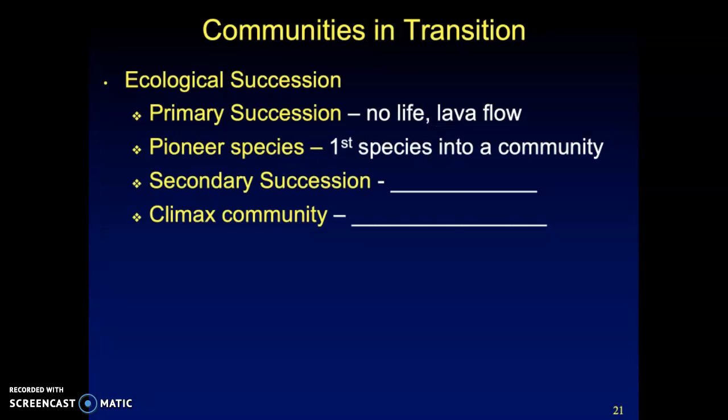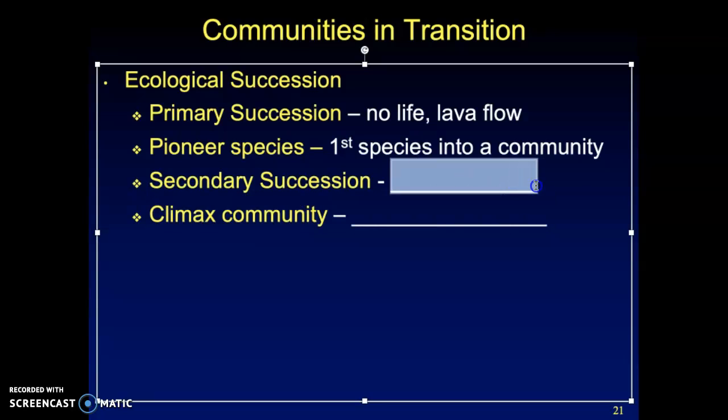We can survive on this lava flow, and we'll start to break it down. We'll start to change the composition of the lava and turn it into organic material and make it higher quality, start to build soil, produce shade, trap moisture, and then you get other species coming in that can then survive, and you start building your biodiversity.